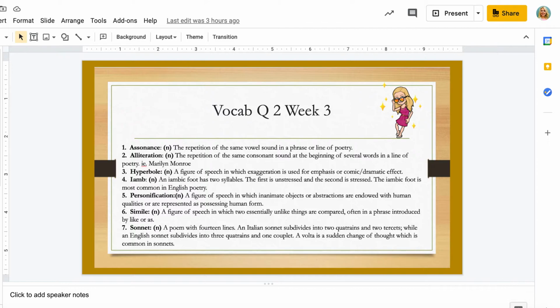You've probably heard of alliteration. You may or may not have heard of assonance, but they're very similar. Assonance, number 1, is the repetition of the same vowel sound. It could be something such as this: how now, brown cow. You hear the ow sound. That is your vowel sound repeating itself.